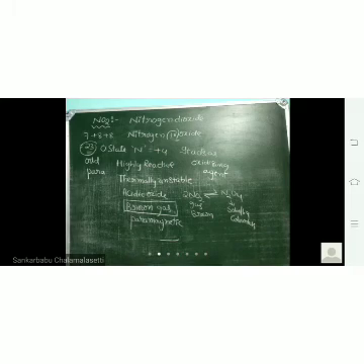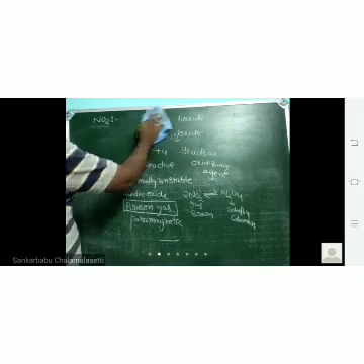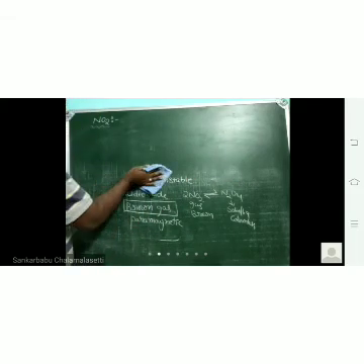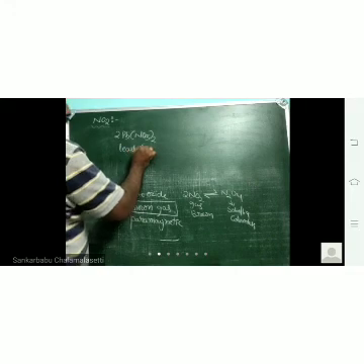Next, how it is prepared. Preparation of nitrogen dioxide. It is prepared by heating lead nitrate. So the name of this compound is lead nitrate.